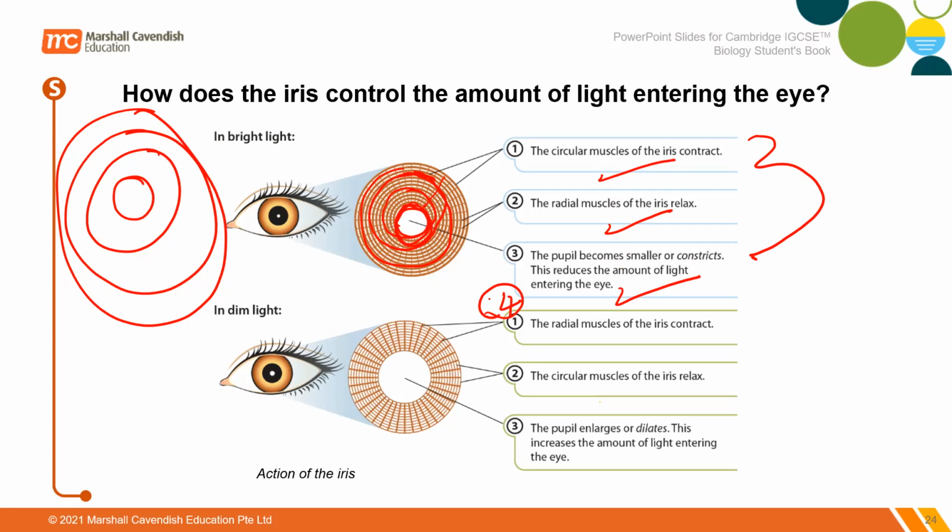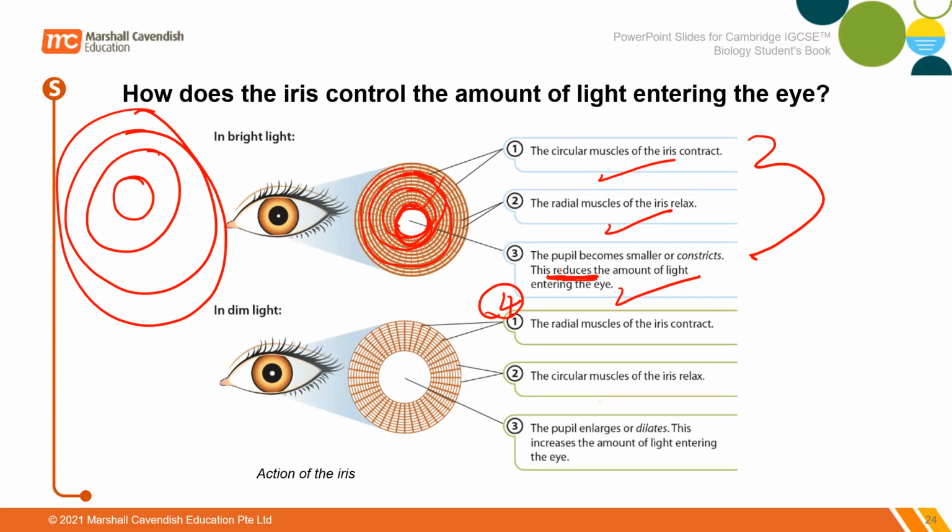The fourth point we should add is to protect the inner structure of the eye. Because if you observe the iris now, this reduces the amount of light entering the eye. After reduction, the benefit is to protect the inner structure of the eye. In dim light, we need to increase the amount of light.